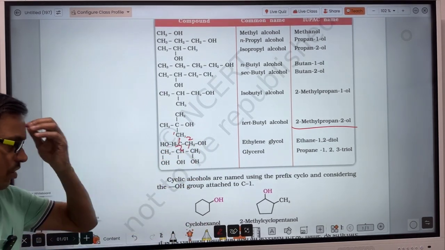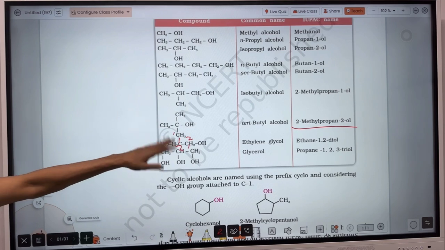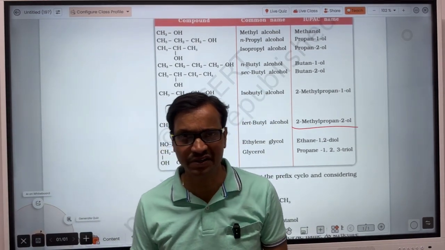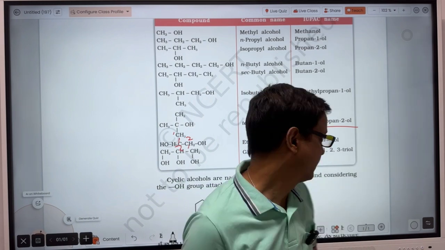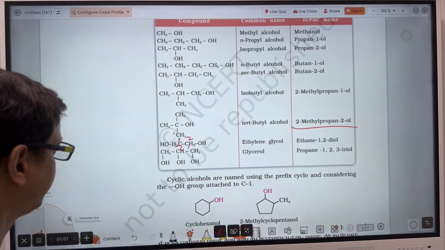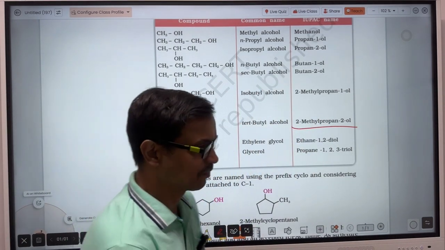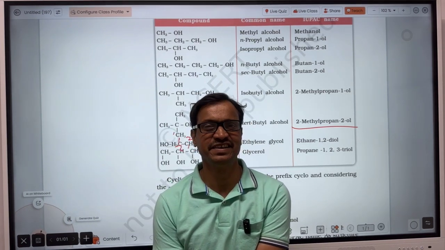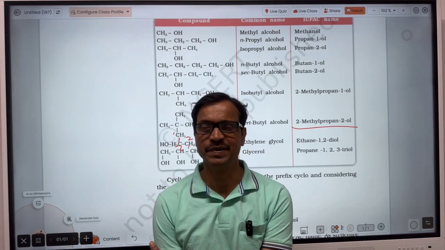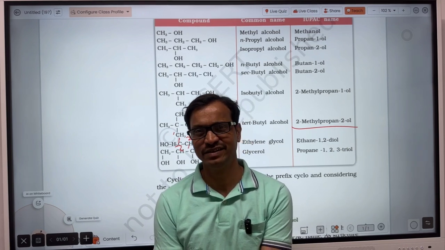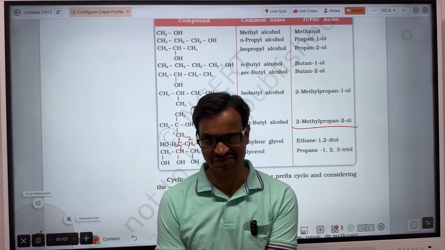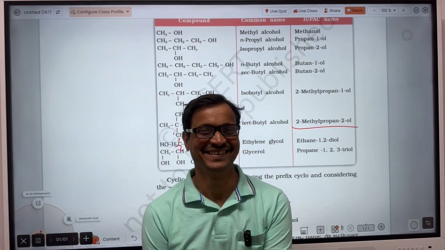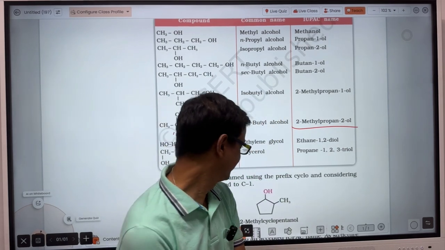So at first position there is OH and at second position also there is alcohol. So that's why we will write ethane-1,2-diol, and in the common name, ethylene glycol. When there are 2 OH groups in the compound, then that is called glycol. And if there are 3 OH groups, then that is called glycerol.